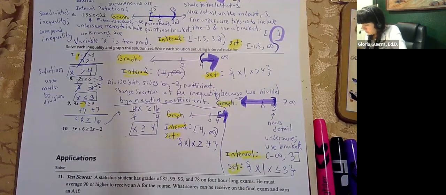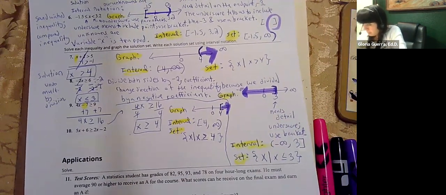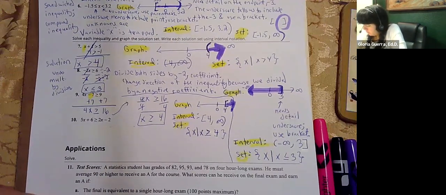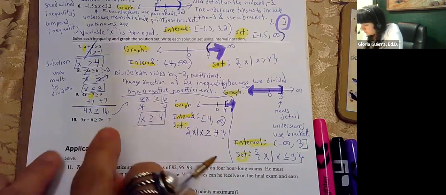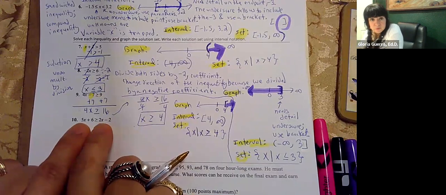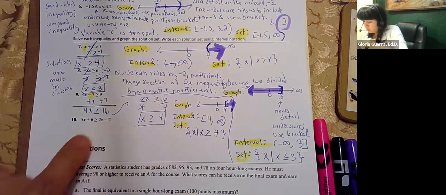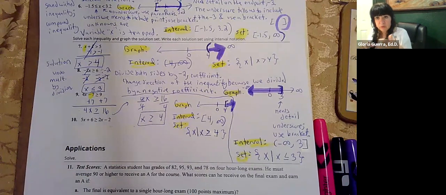Okay, now let's go to 10. Let's go to 10. Okay, so on 10, notice how you have two variable terms, and notice how you have two constant terms. So you're going to want to use the addition property or subtraction property twice, where you move terms around.